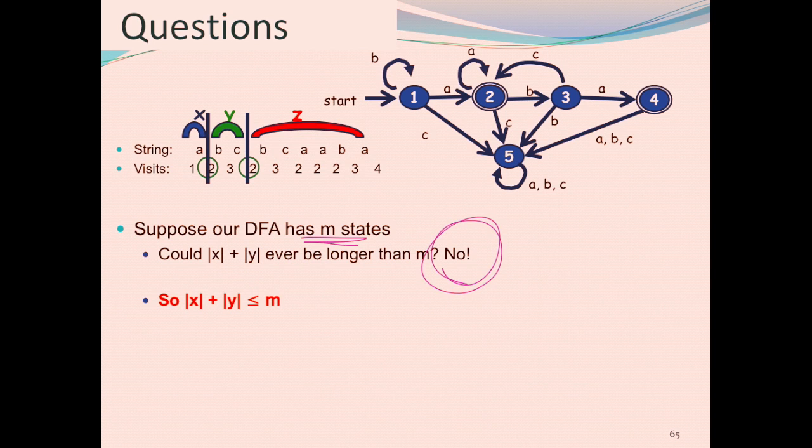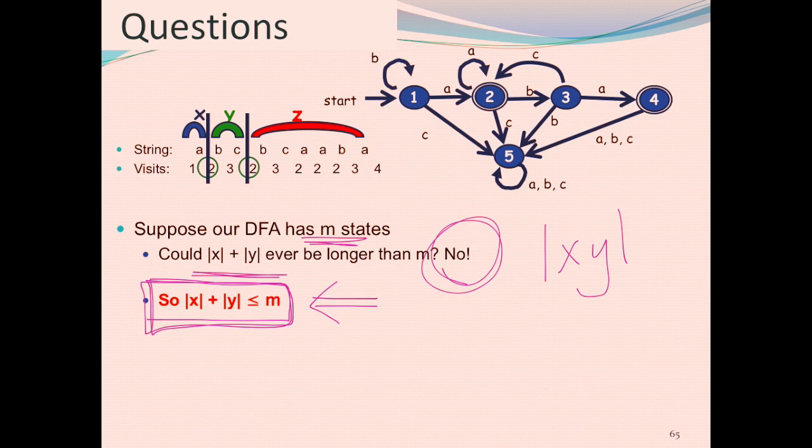Because if our DFA has M states, then the length of X plus the length of Y, that's just the length of XY, right? Which the biggest it can be is M, right? If the biggest it can be is M, then we could say this statement, right? So this is where I was actually trying to get to: I want you to agree that if I add up the number of letters in X and add up the number of letters in Y, no matter what I do, that number of letters is always going to be less than or equal to M. At most, there's going to be M letters.